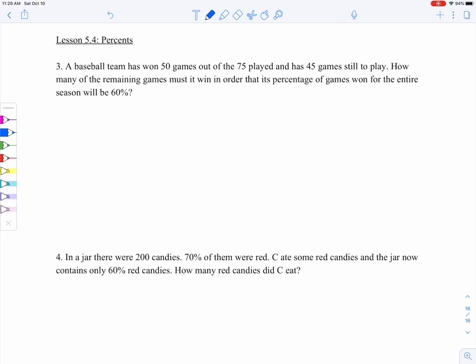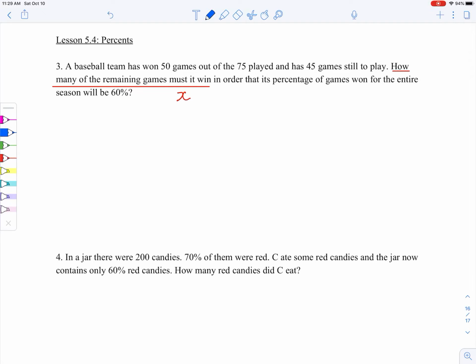Question 3 says, a baseball team has won 50 games out of 75 played, but there still are 45 more games to play. How many of the remaining games must it win? That's going to be our x that we're going to solve for, in order that the percentage of games won for the entire season will be 60%.